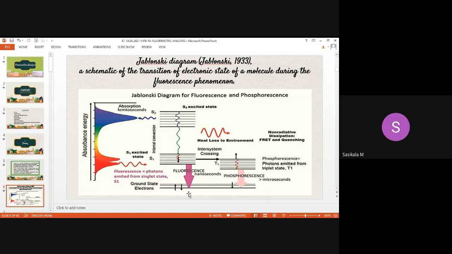Okay. So see the electronic condition of the electrons in the ground state. This ground state is called the singlet ground state, where the electrons are paired and have opposite spin. After absorbing photons of higher energy, mostly in the UV region, it moves to the excited state, where the electrons become unpaired. The spin is not changed, but they become unpaired in the excited state.